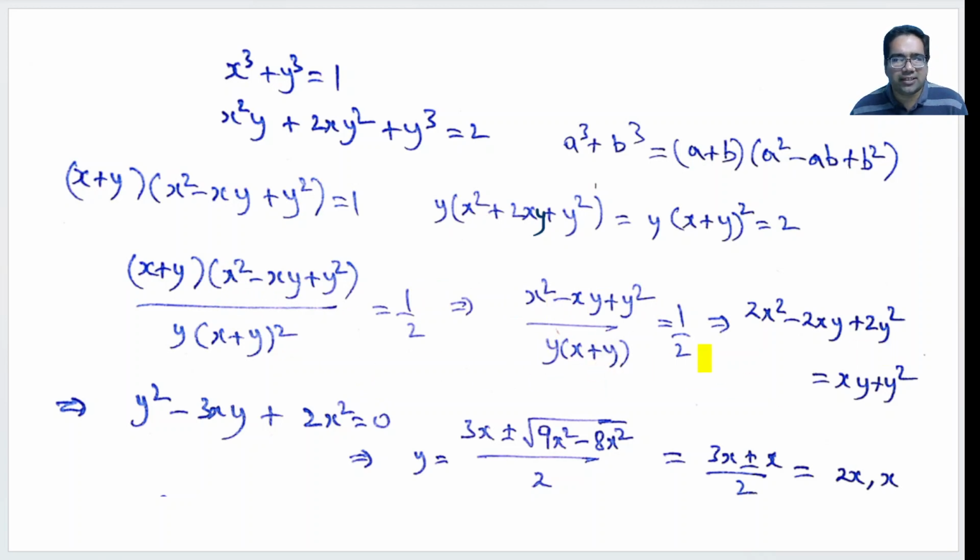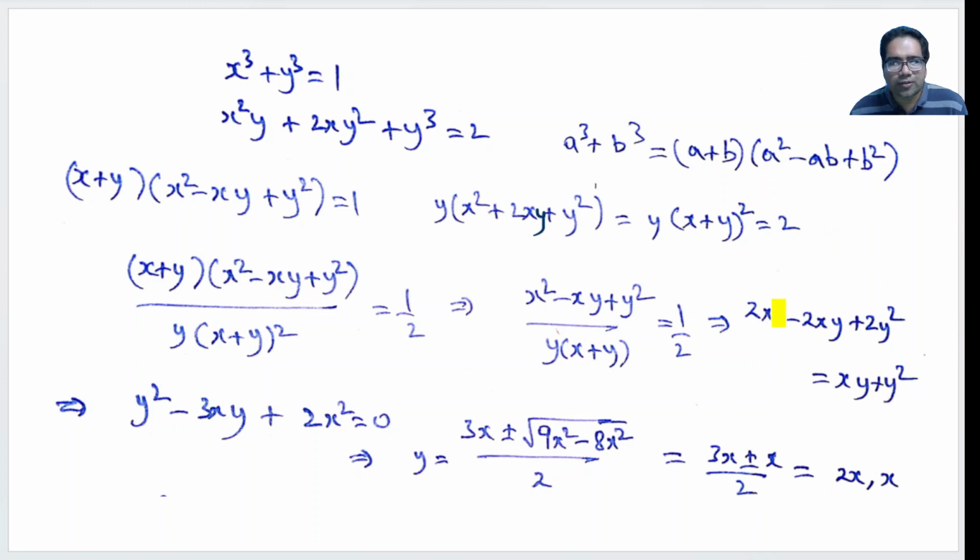Let us just expand this again. 2 times this one: 2x square minus 2xy plus 2y square equals yx plus y square, that is xy plus y square. Again, let's simplify this by taking equal terms. For example, 2xy plus xy gives 3xy. Let's take these right-hand terms to the left side.